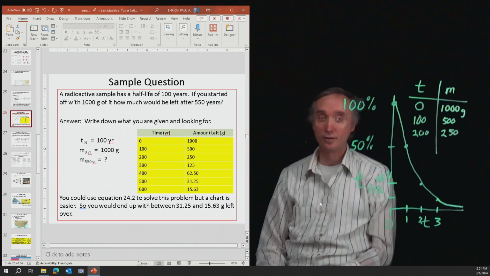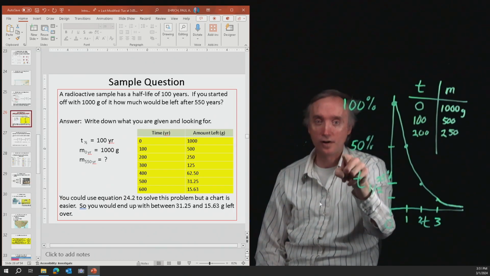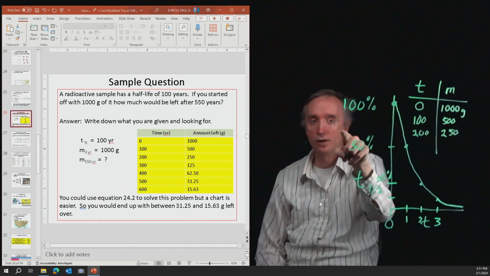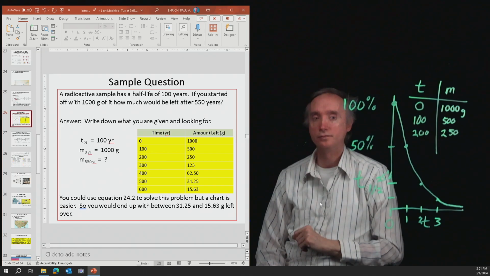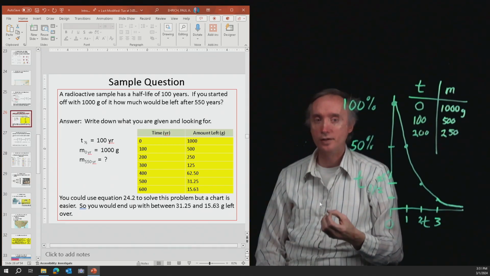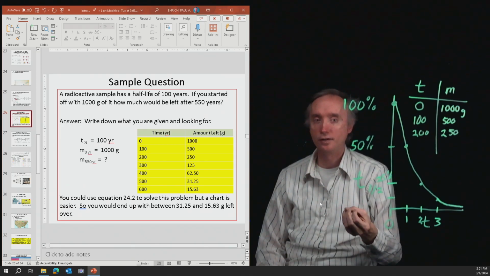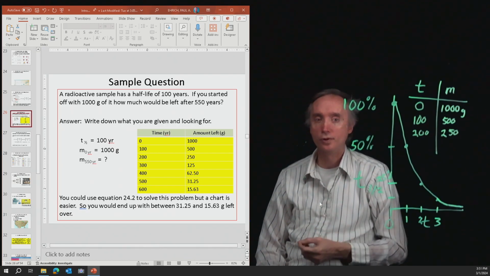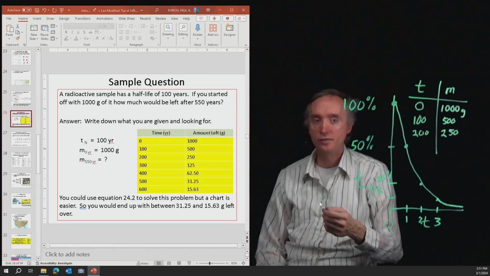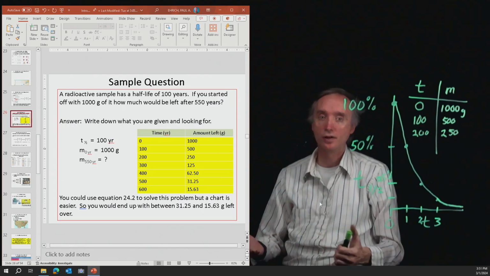550. Now the problem is you can go to 500 and you can go to 600, but you can't go to 550. So all that we can say is that our final answer has got to be between 31.25 and 15.63 grams left over. That's as close as we can get.